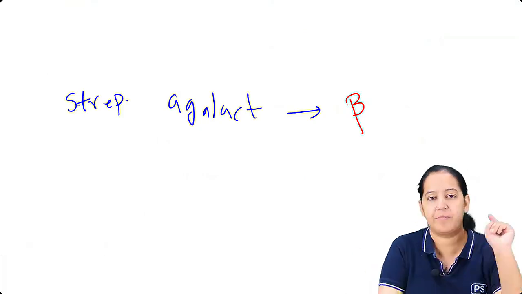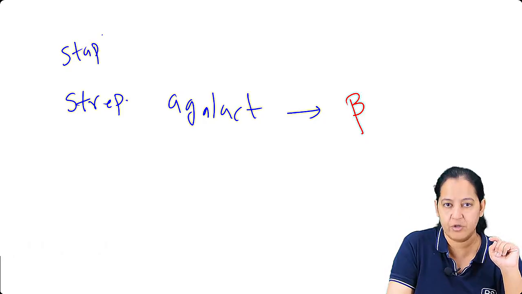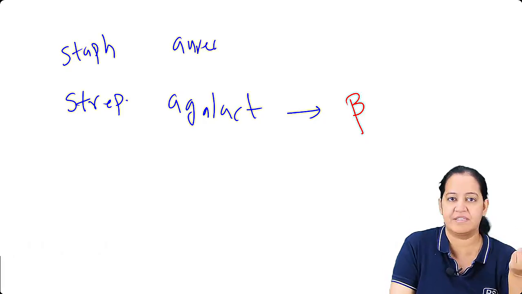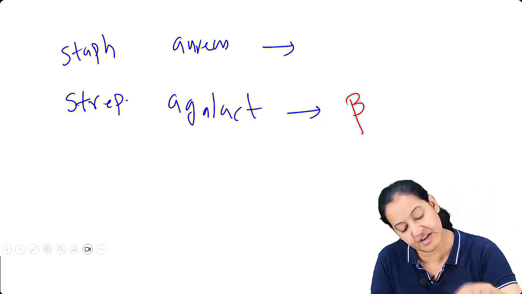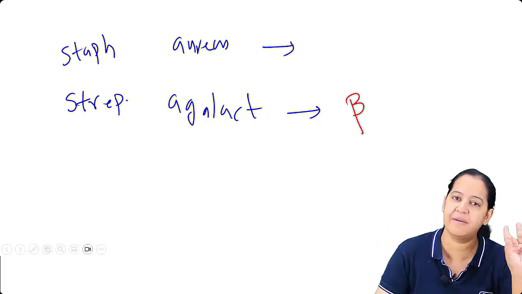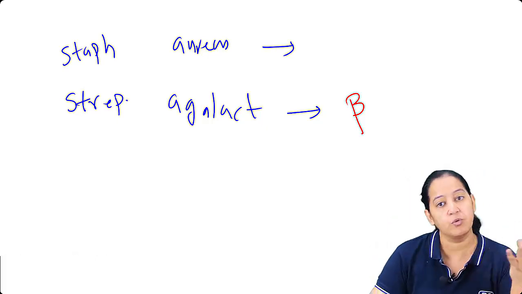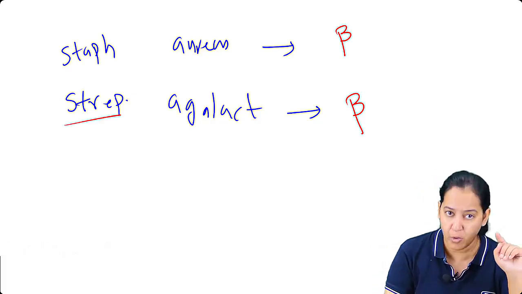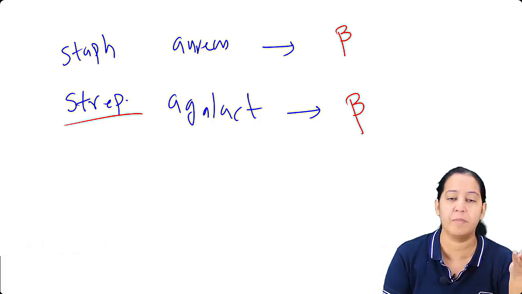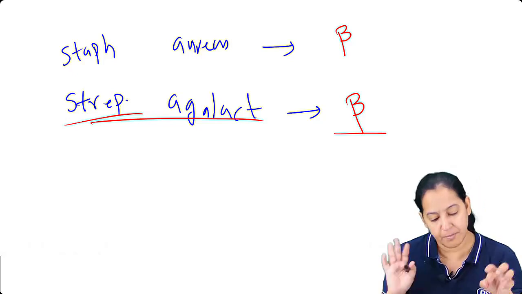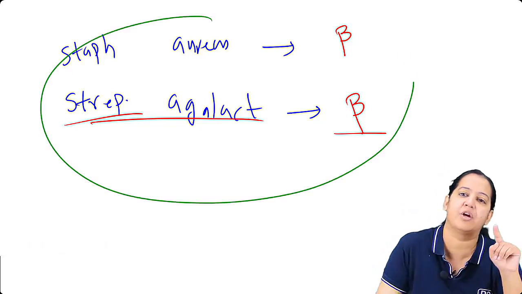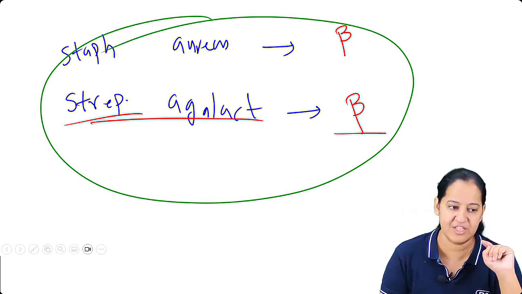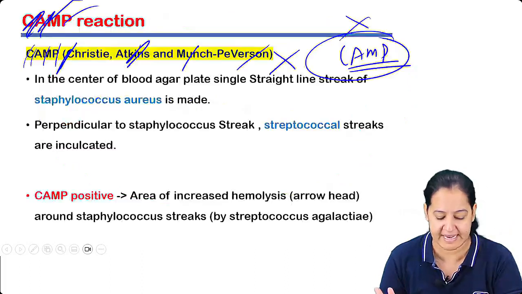Have I taught you chapter number 1, Staph aureus? Of course, I completed Staph aureus. You tell me which hemolysis Staph aureus shows: alpha, beta, or gamma? You tell me first. All Staph aureus show beta. Streptococcus can show alpha also, beta also, gamma also, but currently this one also shows beta. So my point is that both of these bacteria show beta. I guess everyone understands. Now take a blood agar. Let's start CAMP.